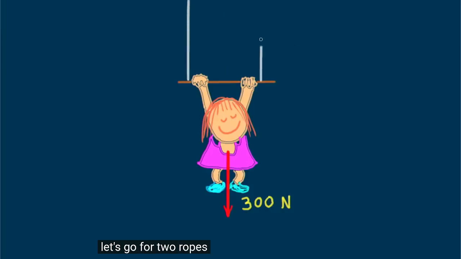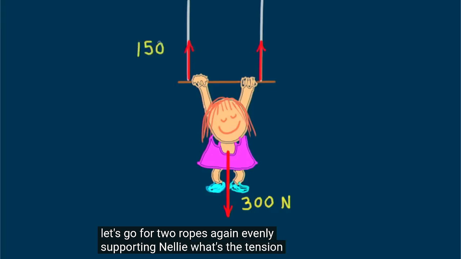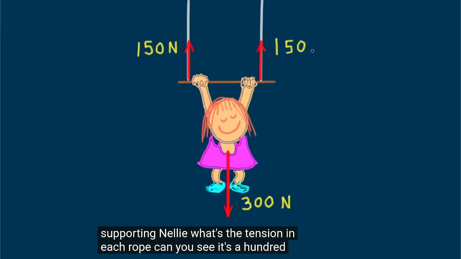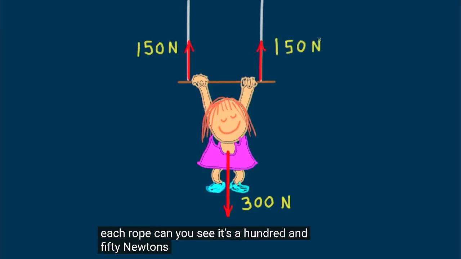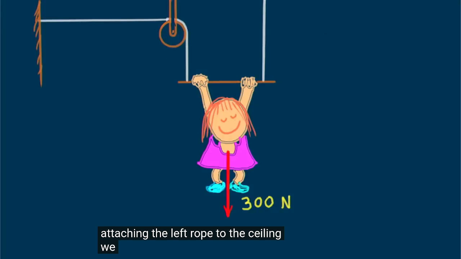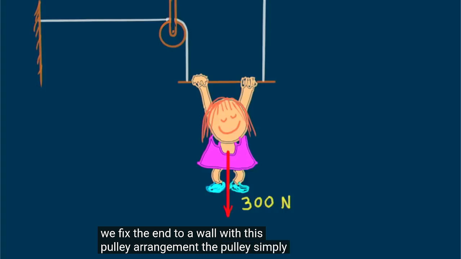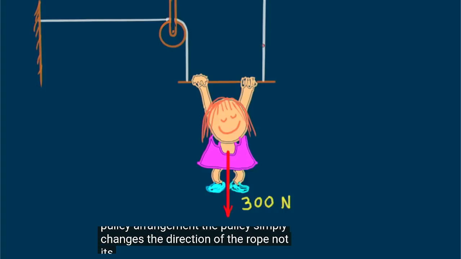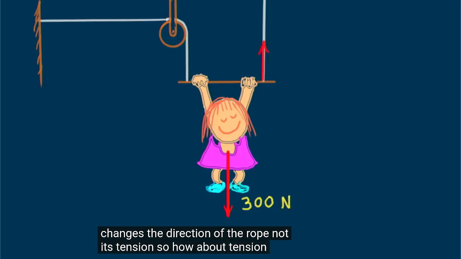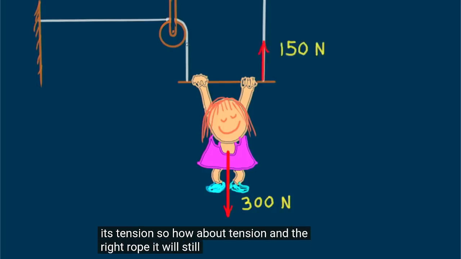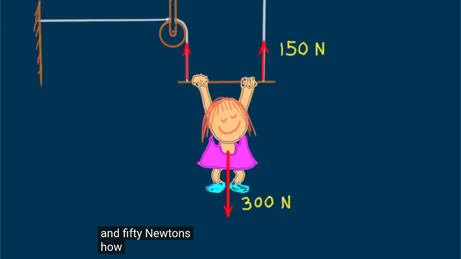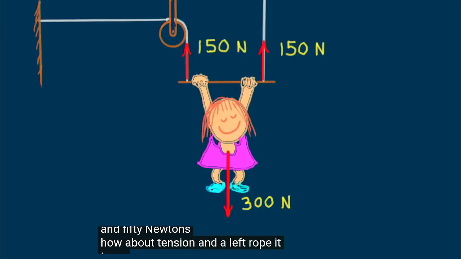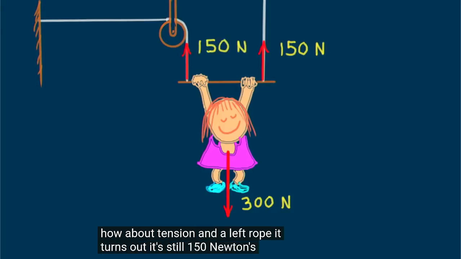Let's go for 2 ropes. Again, evenly supporting Nellie. What's the tension in each rope? Can you see it's 150 newtons? Suppose instead of attaching the left rope to the ceiling, we fix the end to a wall with this pulley arrangement. The pulley simply changes the direction of the rope, not its tension. So how about tension on the right rope? It will still be 150 newtons. How about tension on the left rope? It turns out it's still 150 newtons.